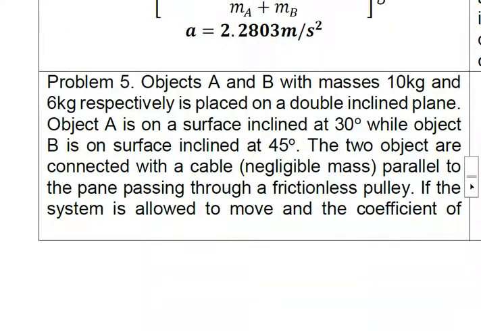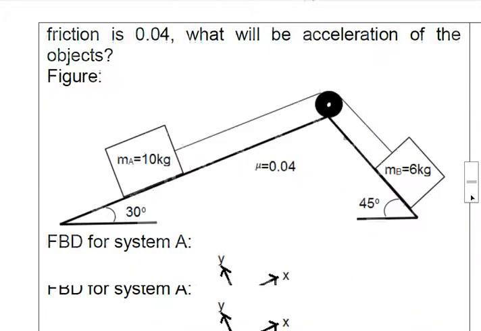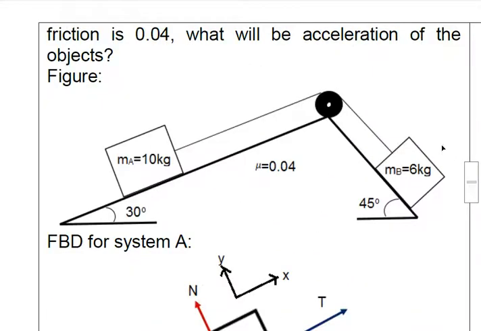Okay, so we have another problem. Problem number 5. Again, we have A and B with their masses. And this one is basically a double inclined plane. The inclined planes have different angles of inclination, as given in this figure. So again, this is very nice. You will come up with a very beautiful equation for this.